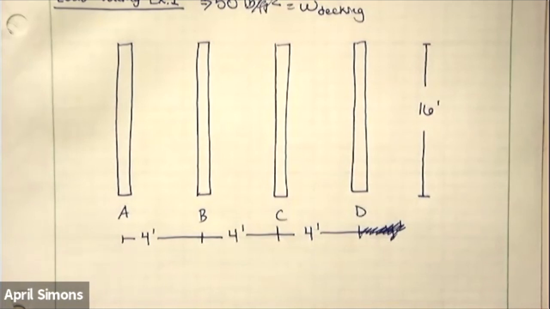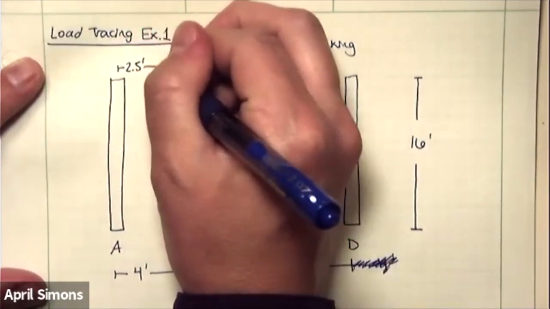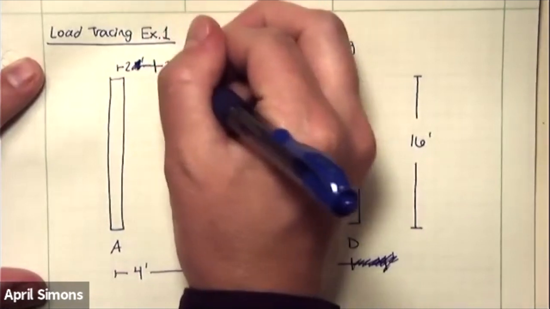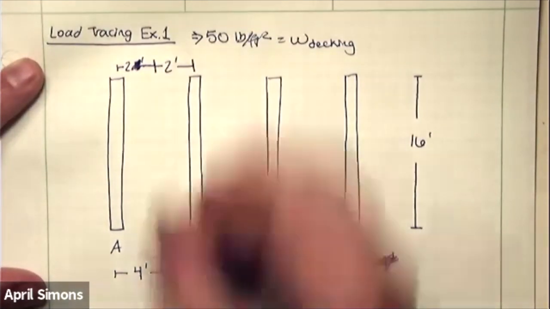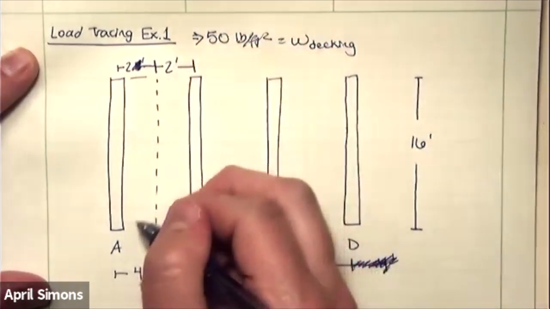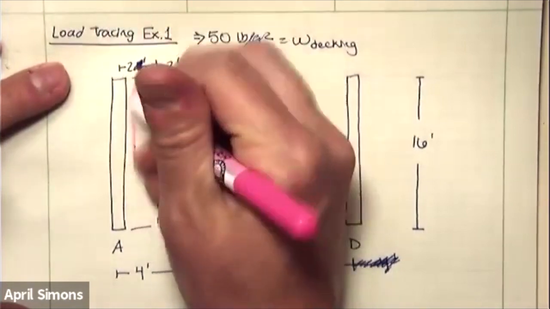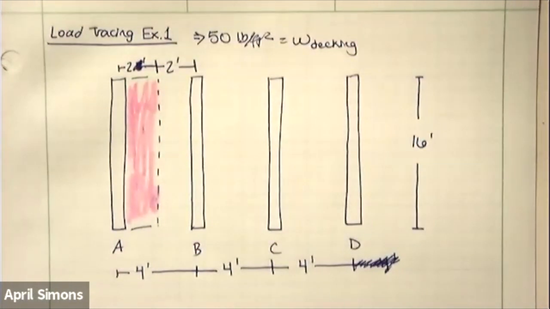All right, so the first thing that we want to do is look at the tributary widths for each of them. So for beam A, 2 feet from A halfway over to B. So there's a 4 foot span here. 2 foot of that span will go to A, and 2 foot of that span will go to B. Here, if we want to use color, uniform load will be applied over a 2 foot span for beam A.